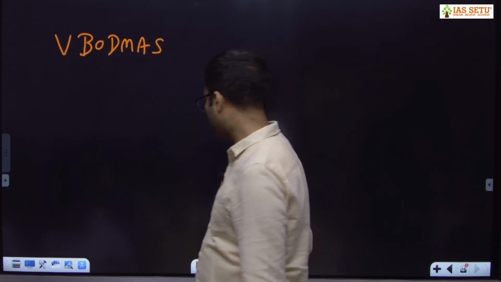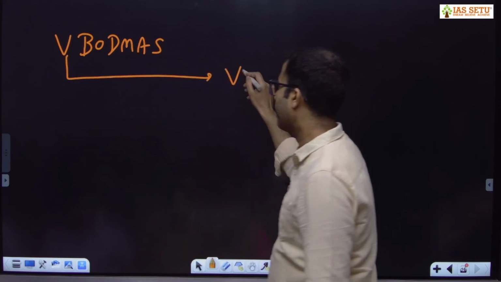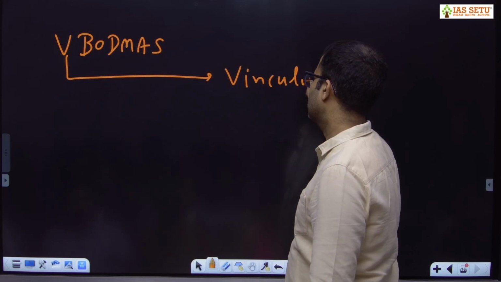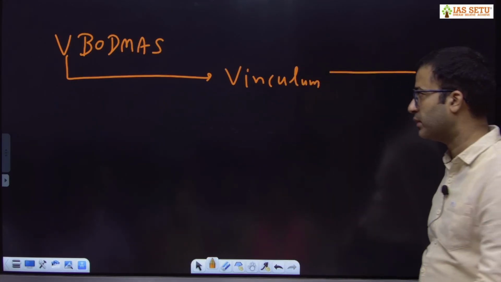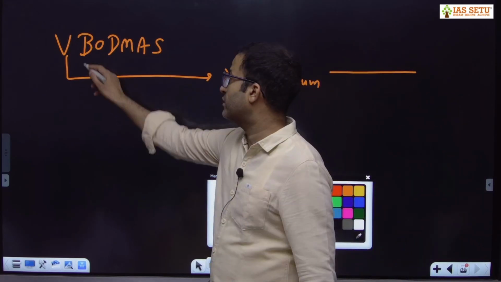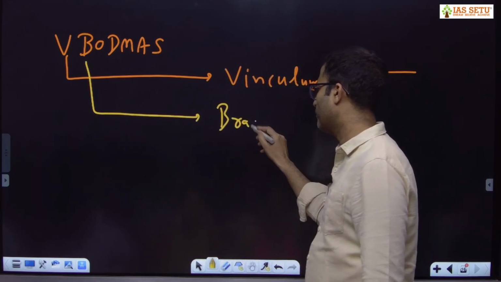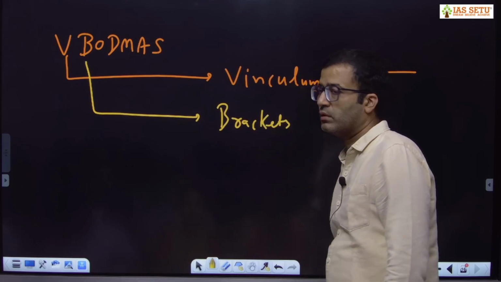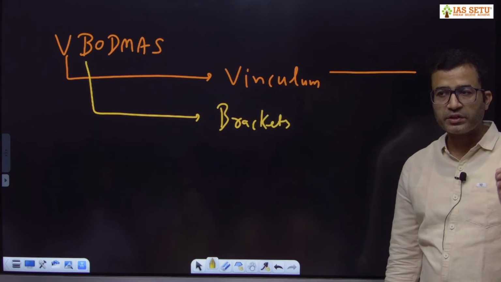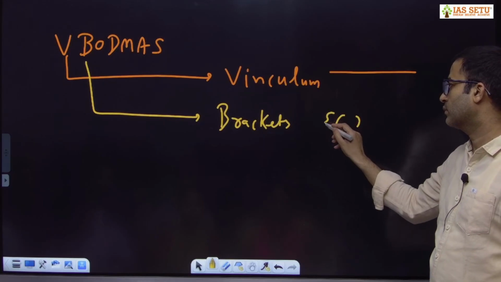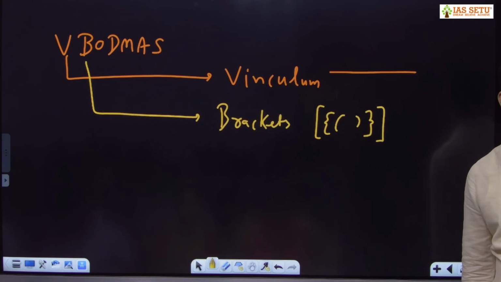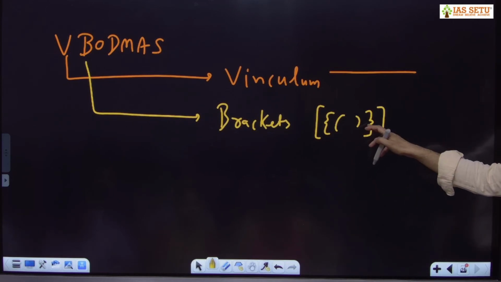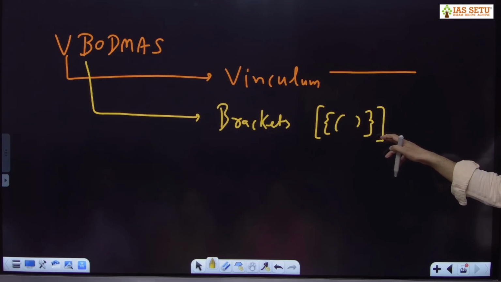Now this V stands for vinculum. Vinculum is like a bar bracket. I will explain. Next, B stands for brackets. We have 3 types of brackets: small, curly, square. This is called a small bracket. Sorry, small. This is called curly. And the big one, also called big or square bracket.